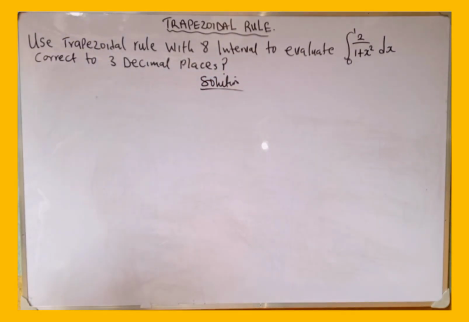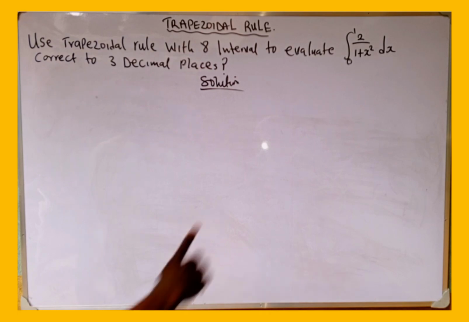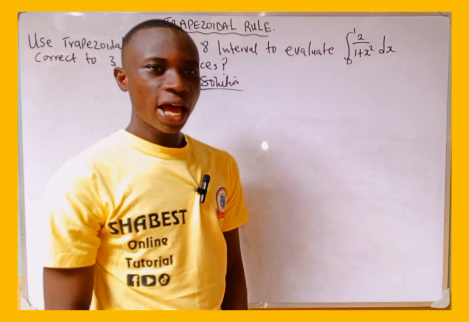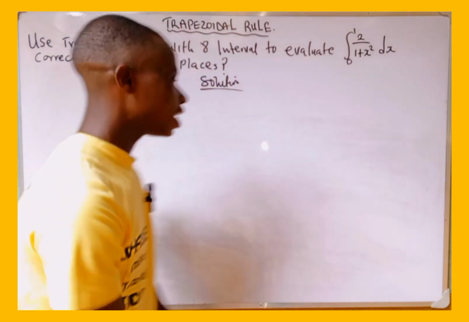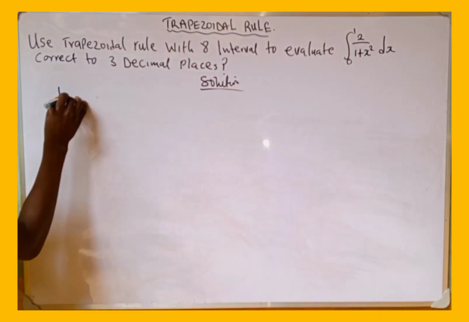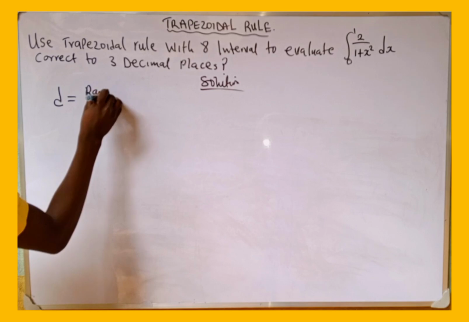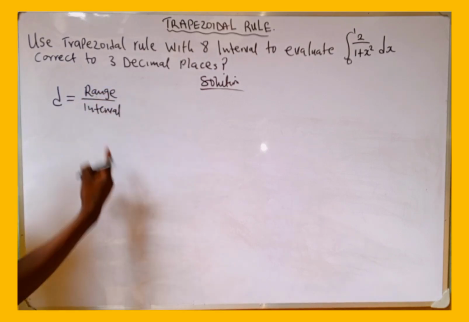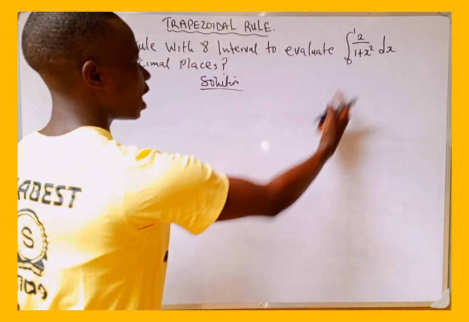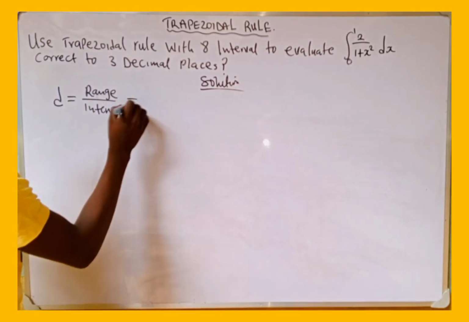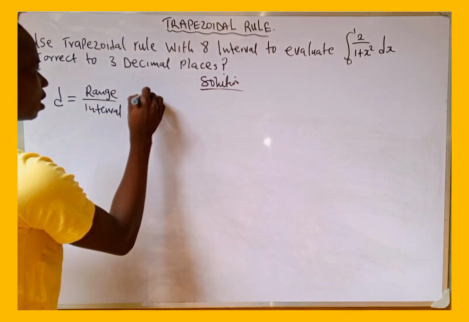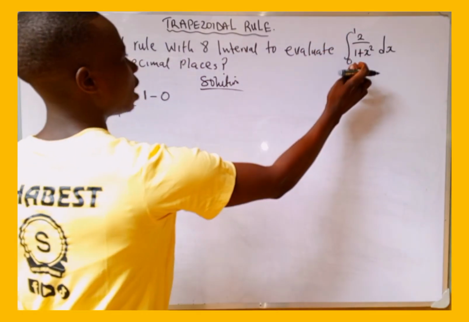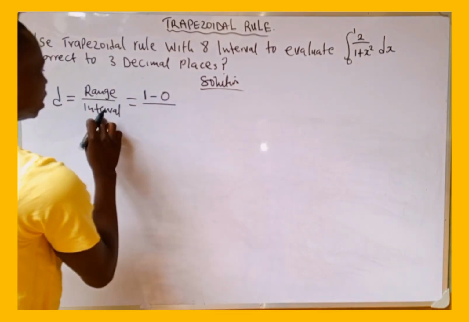If you are using the trapezoidal rule to evaluate the integral, the first thing we are going to do is get the width of the interval. The width of the interval is denoted as small letter d, which is equal to range over interval, where the range is the difference between the upper limit and the lower limit. So you first write the upper limit, then minus the lower limit, all over the interval.